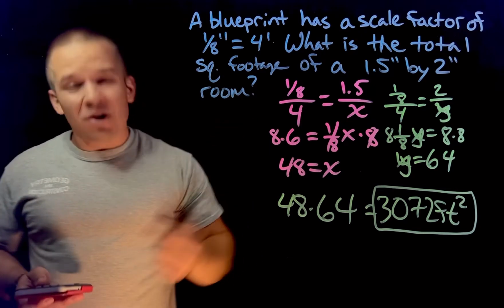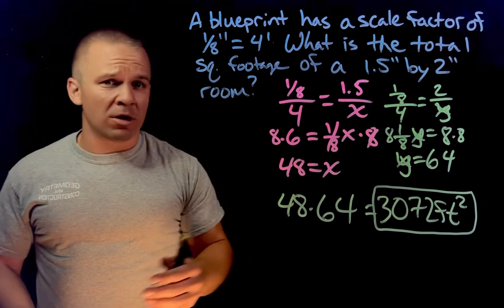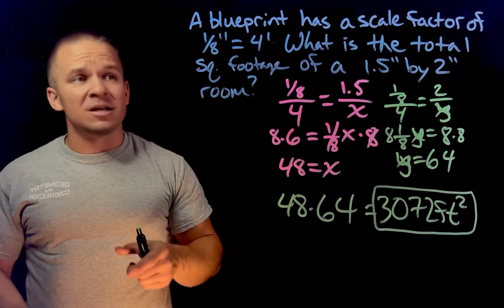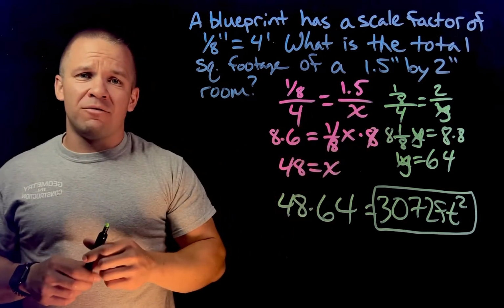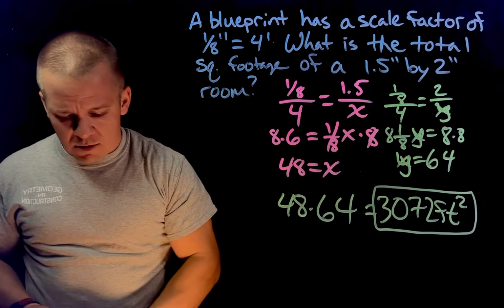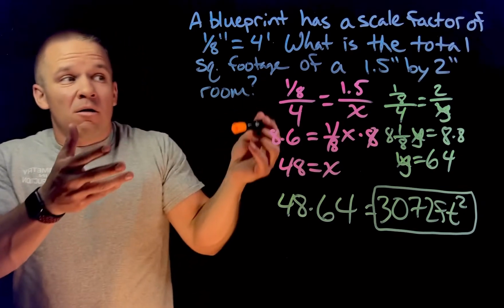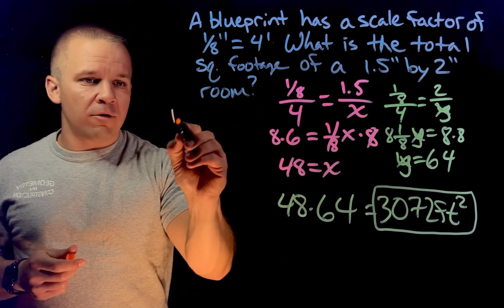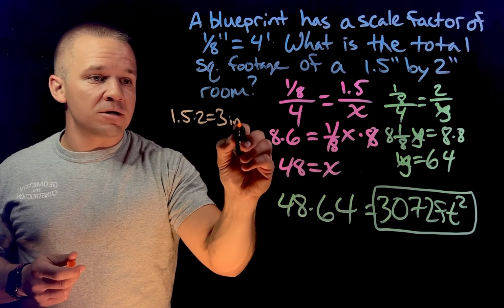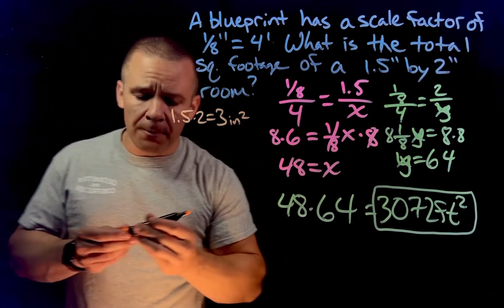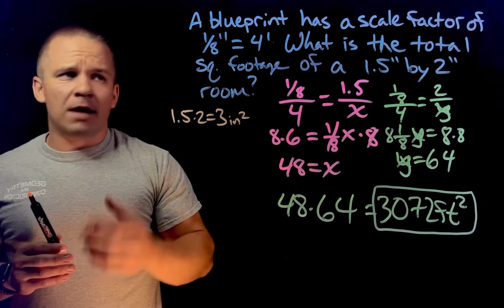Now, is there another way to figure this thing out? As I said, there were a couple ways to do that. Yes, there is another way. What if I were to just do 1.5 times 2 and find my area on the blueprint? So 1.5 times 2 gives me 3 inches squared. Now, how do I convert that?